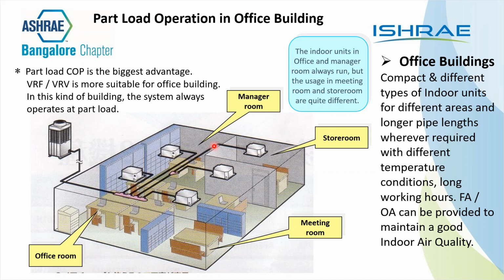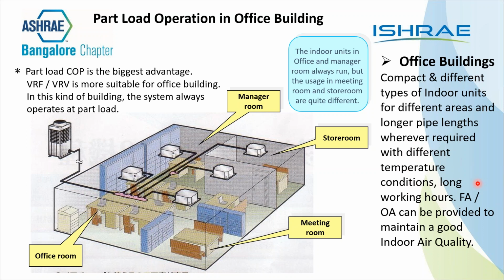So let us look at an example of how we are going to achieve part load in an office building. Let us say, for example, this manager cabin may always be off. He may be traveling, he may not be using it. Or let us look at a meeting room. The meeting room is not always used. So this is a typical compact office space where different types of indoor units can be used.